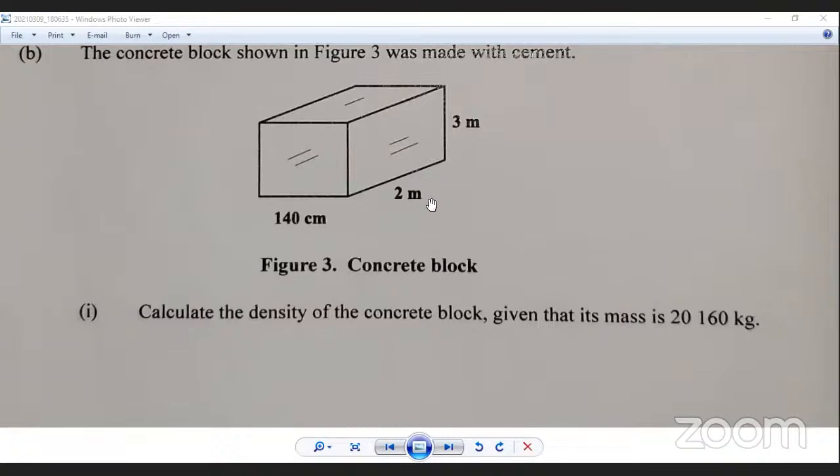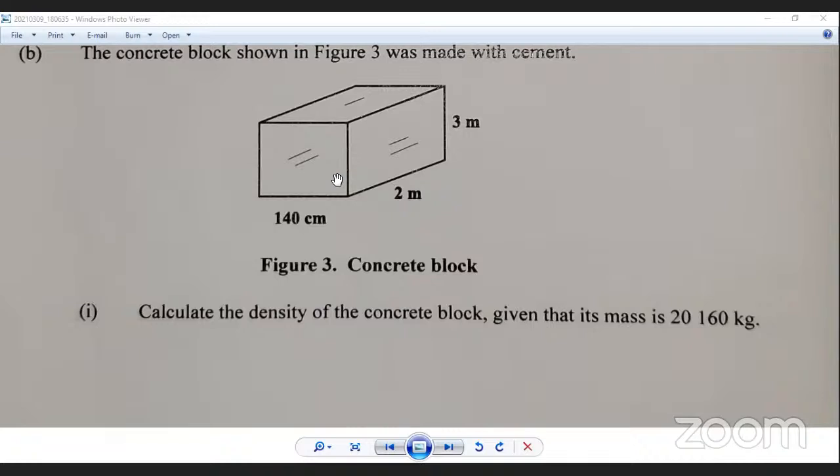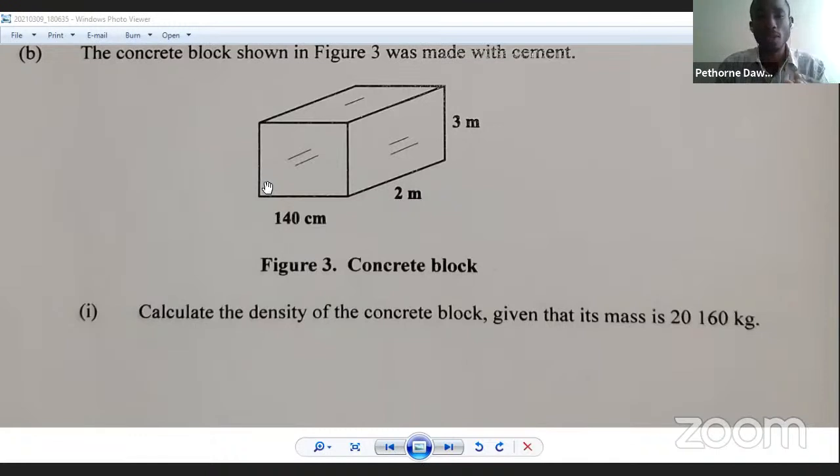Alright. The area, the face, I know you see the shape. So my question to you, which 2 values would you use to find the area? 140 centimeters. All right, 140 centimeters, and what else? And 2 meters. All right, but remember the 140 centimeters was converted to meter. What value was that?